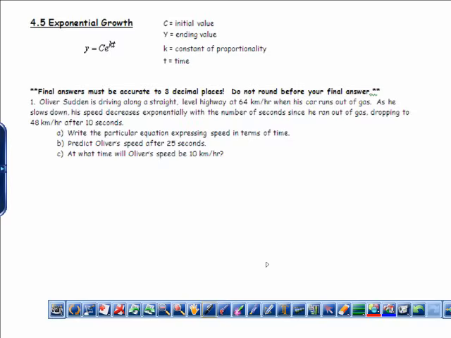Okay, so this is the 4.5 exponential growth video lesson. We start out with the equation y equals ce to the power of kt, and we have everything explained here, what c, y, k, and t are.